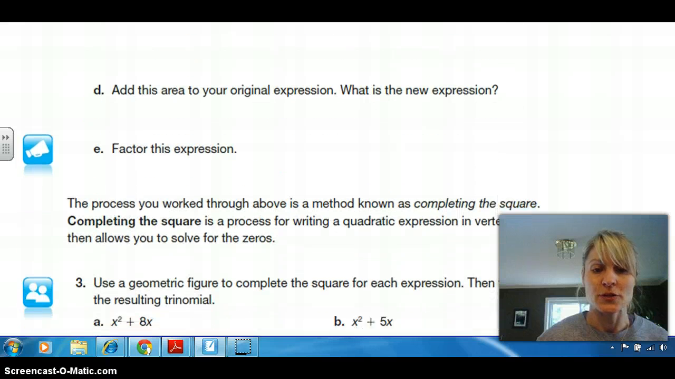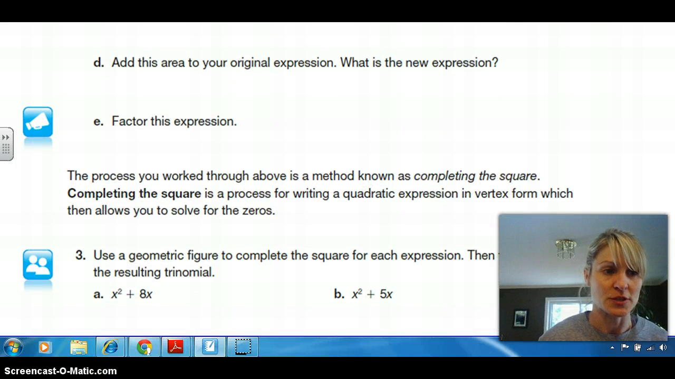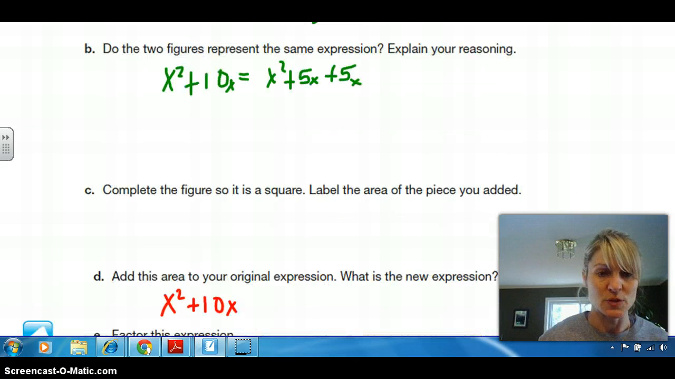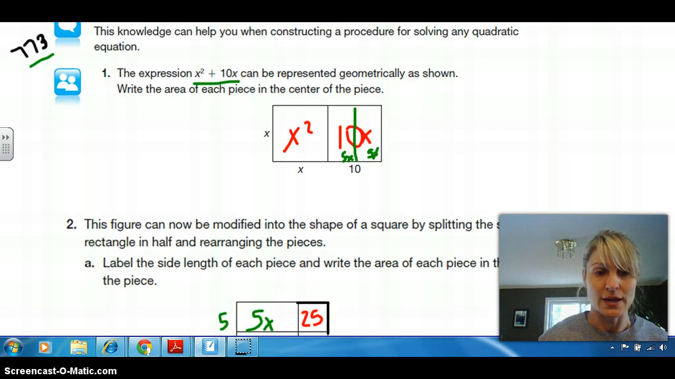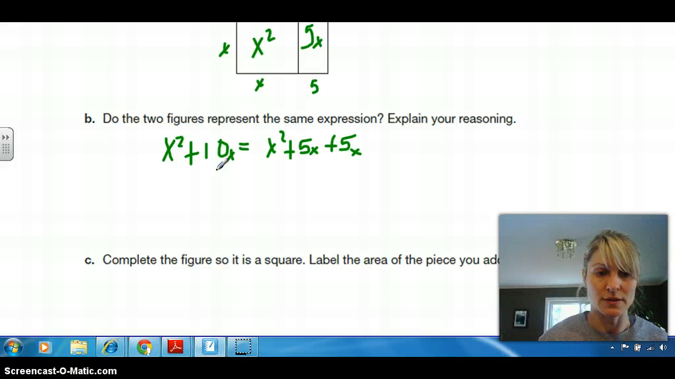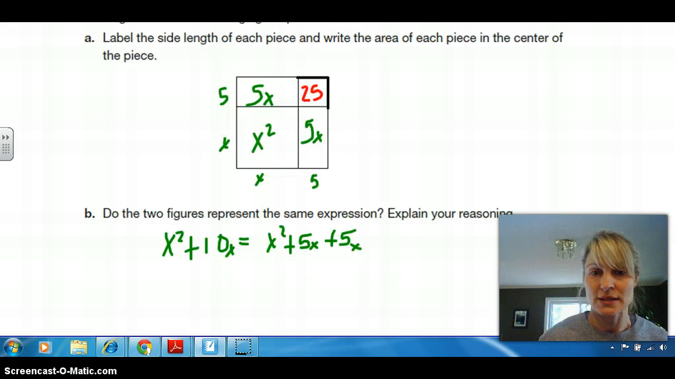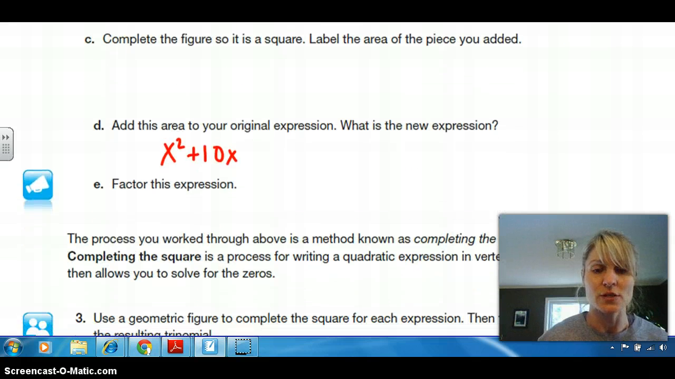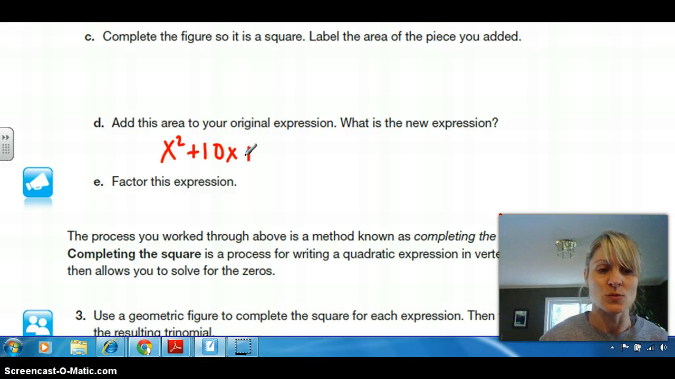Add this area to your original expression, and what is your new expression? So our expression up top was x squared plus 10x. 5x and 5x is 10x, right? Then it says add, that was our original expression, right? Because if we look up here, we had x squared plus 10x. Then we added the 5x's, which still was x squared plus 10x. But now that we added this 25 to that, we need to add that to our expression. So now the new expression is going to be x squared plus 10x plus 25.